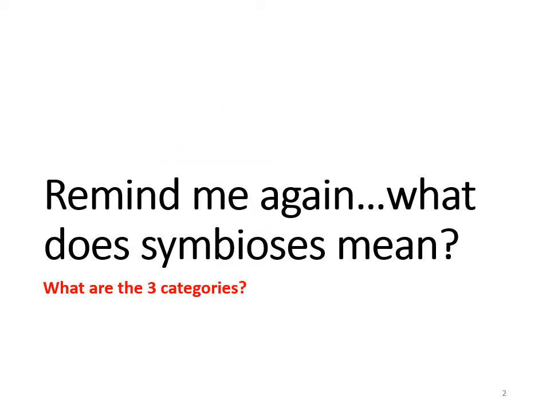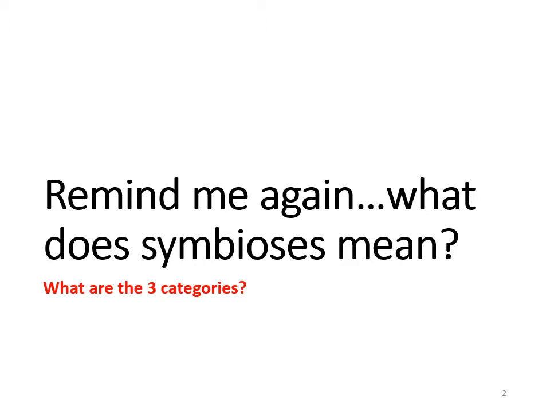So now, just remind me again, what exactly does symbioses or symbiotic relationships mean? Okay, well, symbiosis is basically any kind of interaction between two different biological species, and it will be a close interaction and usually long term. Now, there are three categories that we talked about. There's parasitic, mutualism, and commensalism.